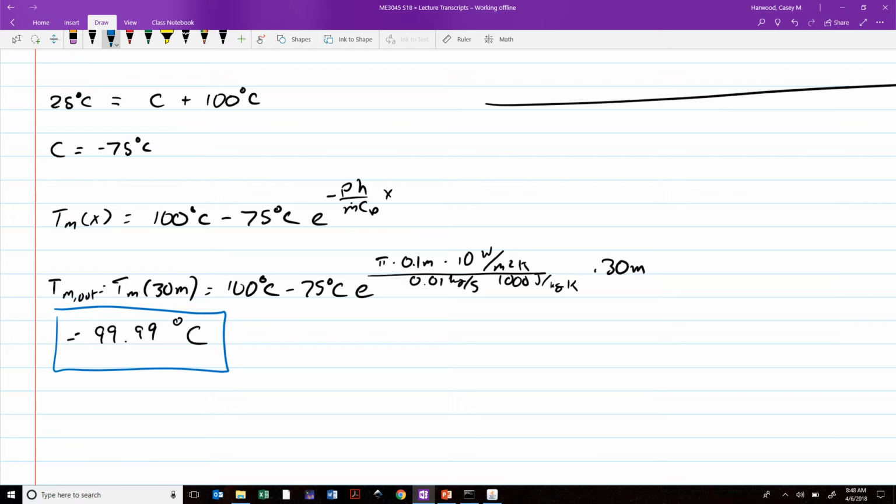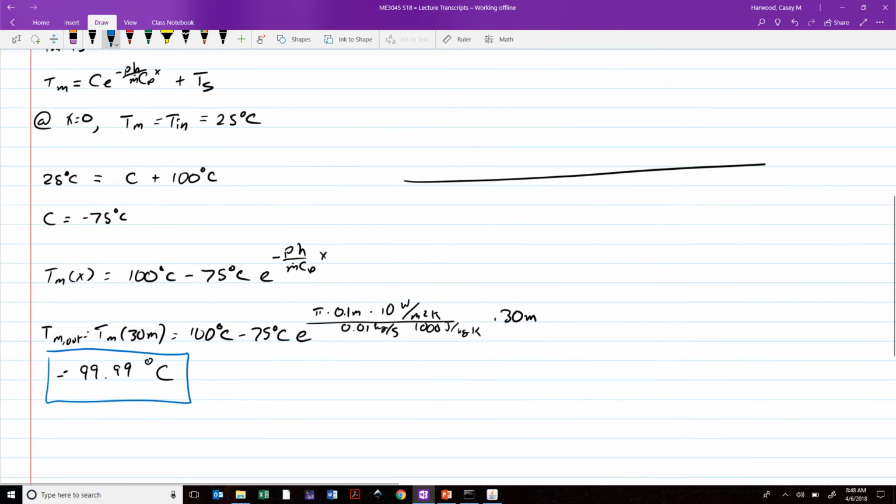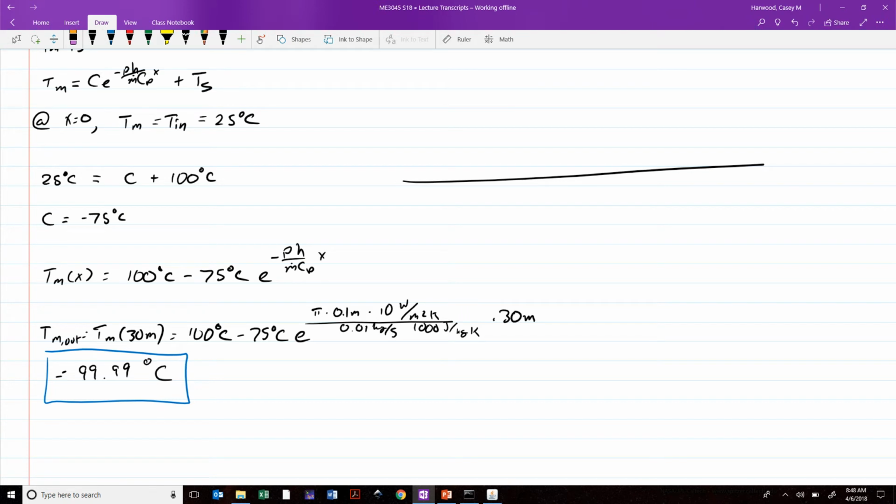Give everyone a minute to mull that over. Any questions on what we did there? Yeah. Oh yeah, this is supposed to be a negative number. Sorry, just dropped that negative.